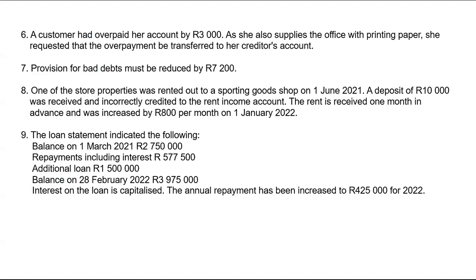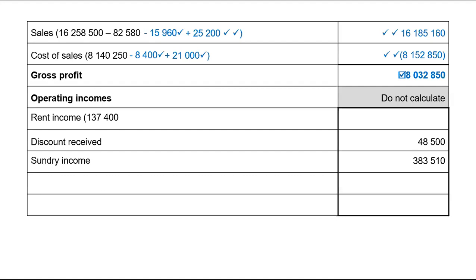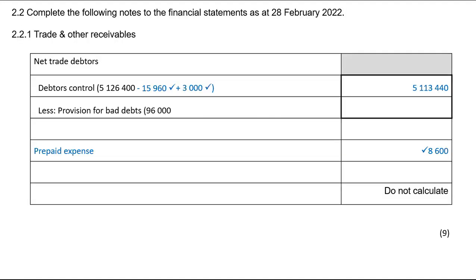Great. Now, 7. Provision for bad debts must be reduced to 7,200. Oh, there you must celebrate. They're telling you that when we reduce provision for bad debts, it's income. So you will write that as provision for bad debts adjustments under operating income. And that's all you have to do. At the same time, you are going to take that 7,200 and subtract it from provision for bad debts, because the one that you calculated is the accurate one, and the accurate one is 7,000 less than what was given to you.